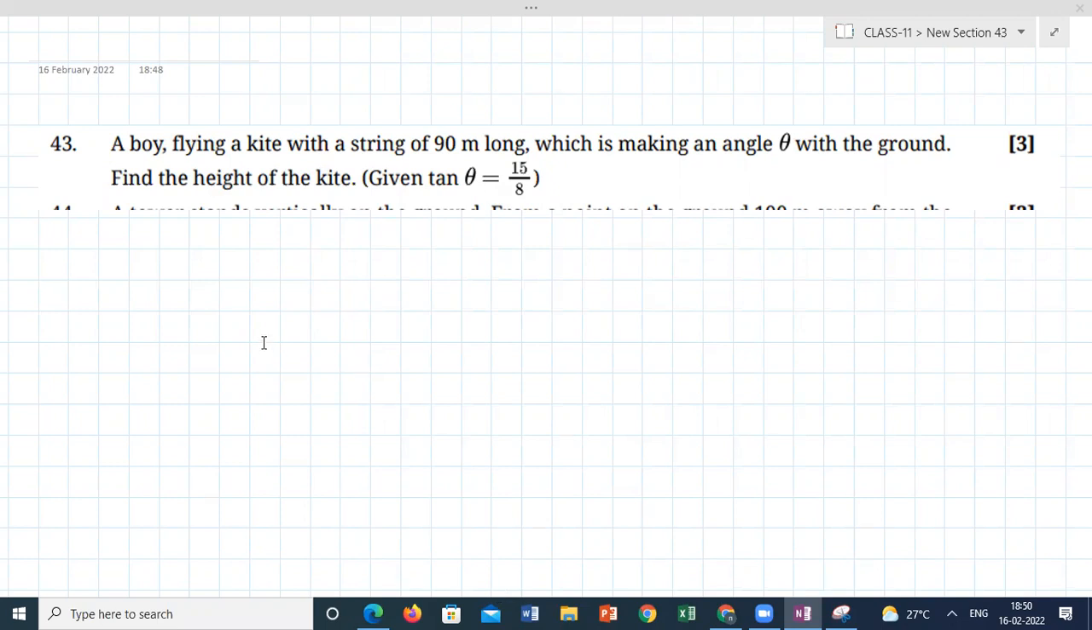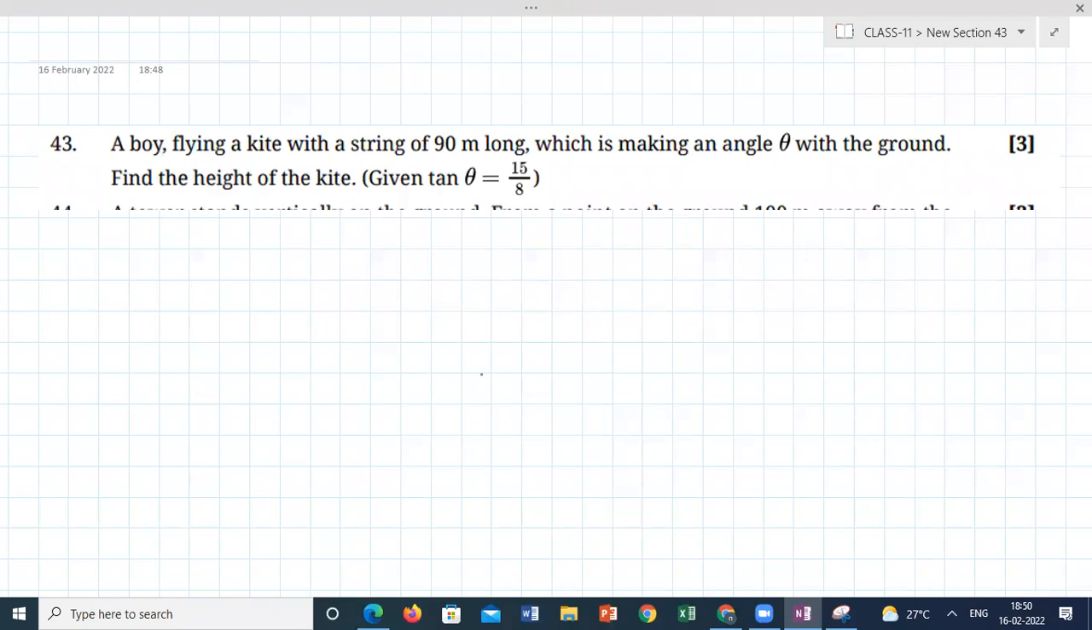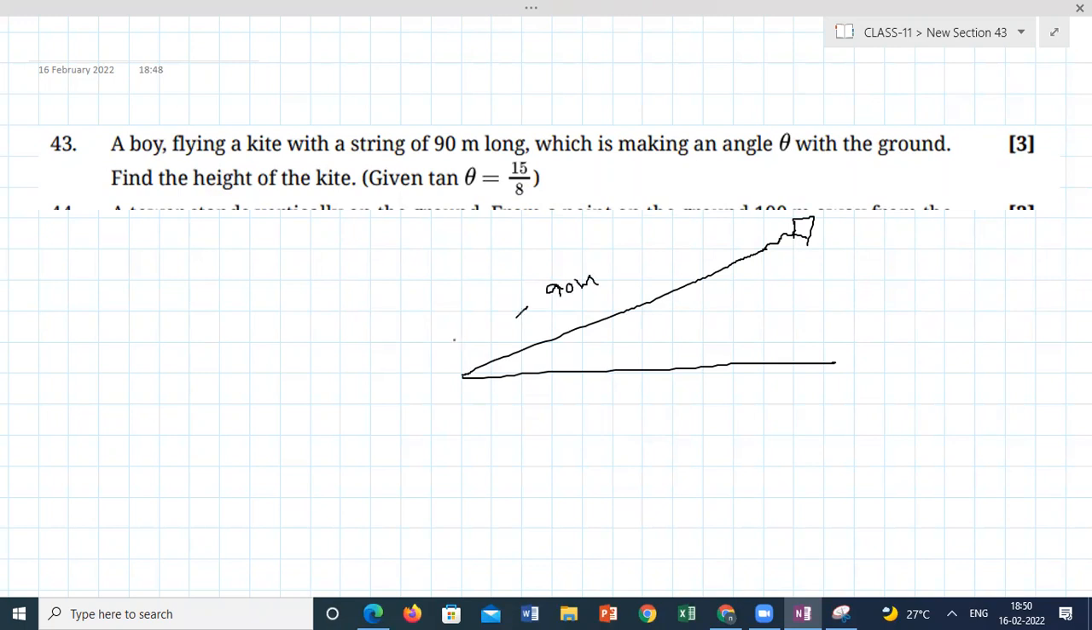Anyone got the answer? A boy is flying a kite with a string. This is the kite flying here. The string is 90 meters long, from the ground, making an angle theta with respect to the ground. Find the height of the kite.